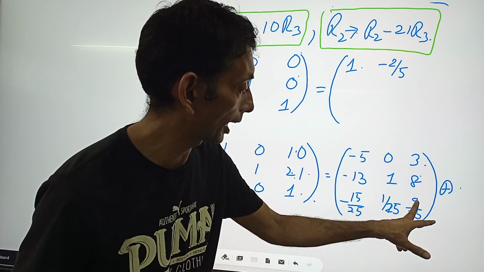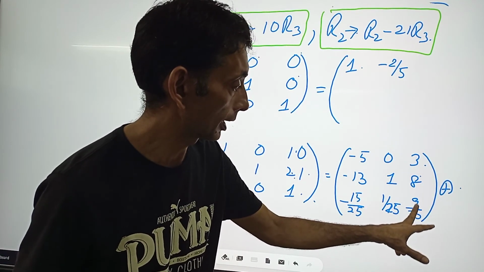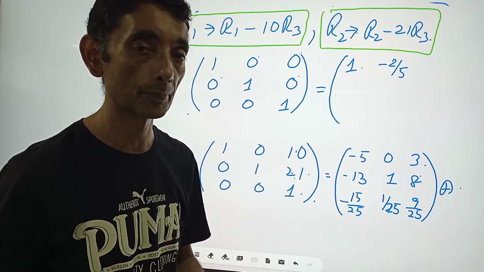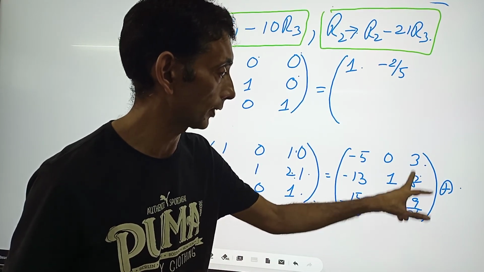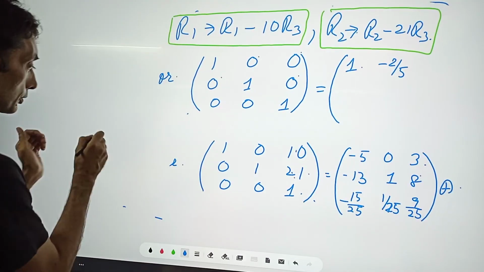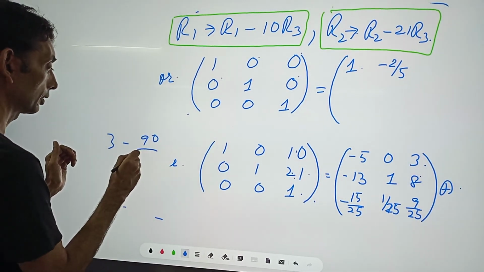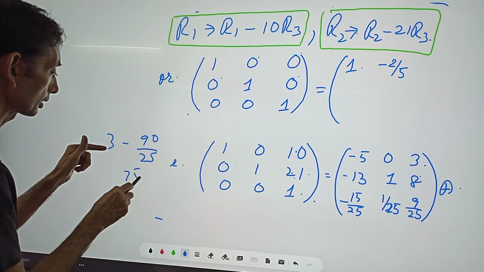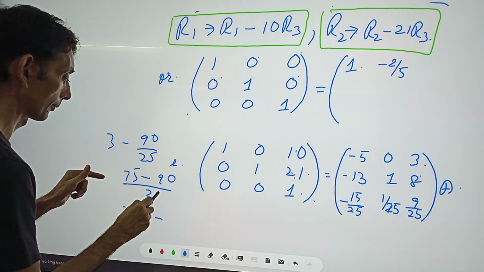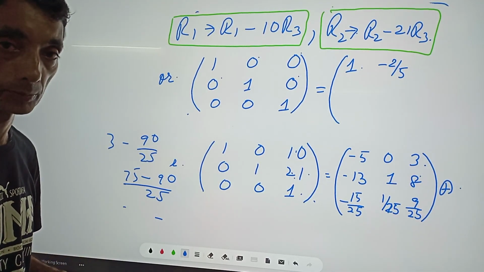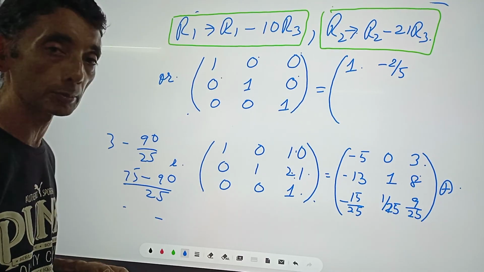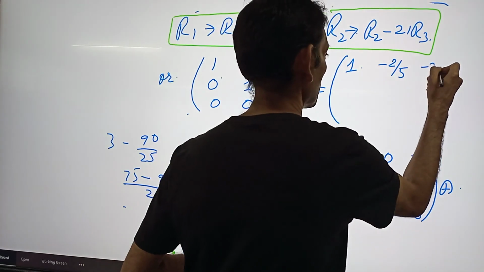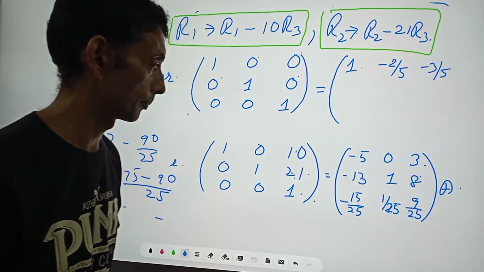Similarly, you are multiplying 9 by 25, right? 9 by 25 by 10, that is 90 by 25. This is minus 90 by 25 and this is 3. So if you add this, it will be 3 minus 90 by 25. That means this is 25 into 3, 75 minus 90 by 25, that is minus 15 by 25. So minus 15 by 25, and if you cancel by 5, it will be minus 3 by 5. Done? Minus 3 by 5.